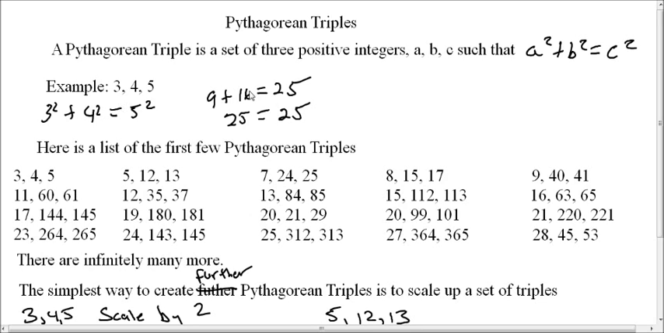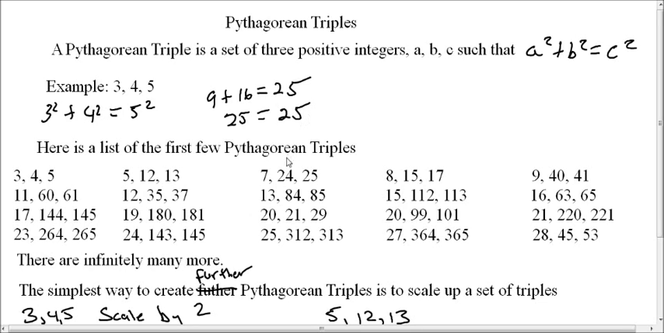As we square 3, we get 9. Squaring 4, we get 16. And of course, 9 plus 16 is 25, so 25 equals 25. So these triples do equate like a Pythagorean relationship.